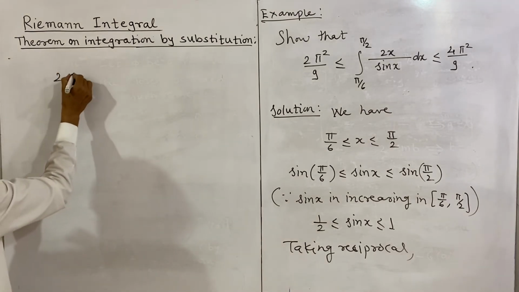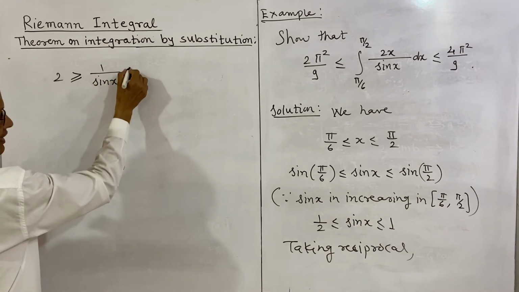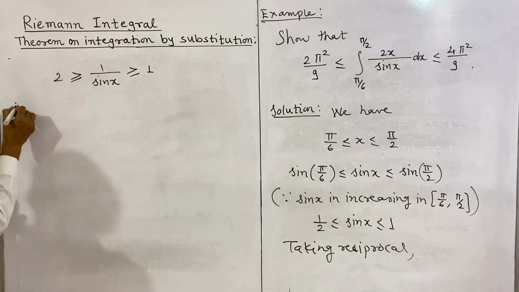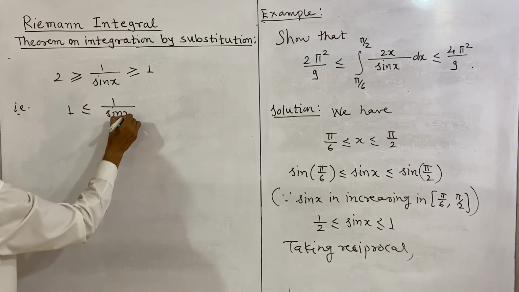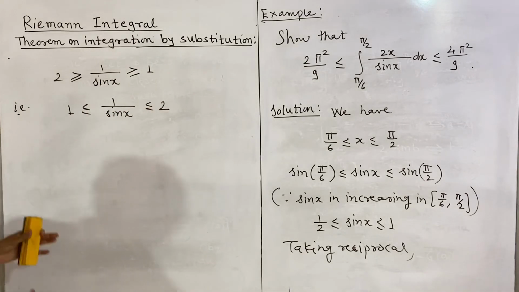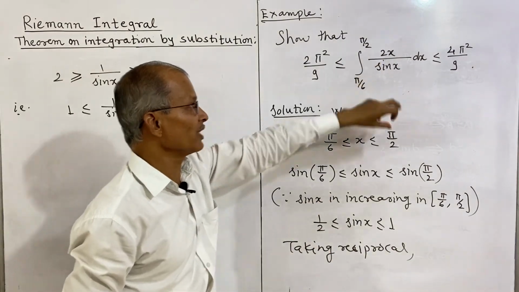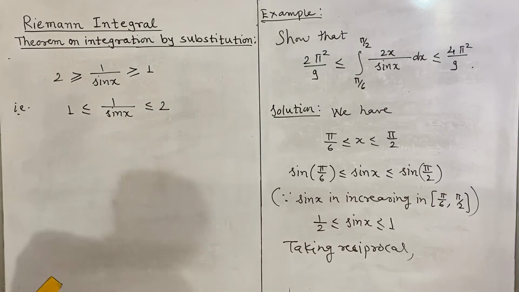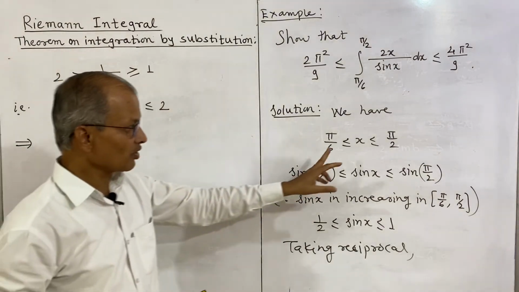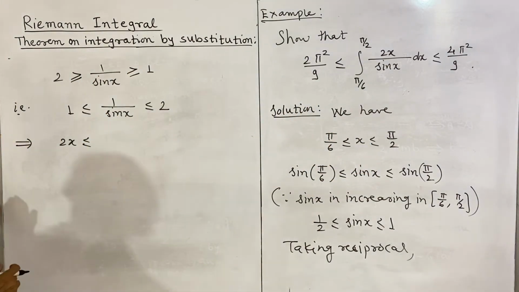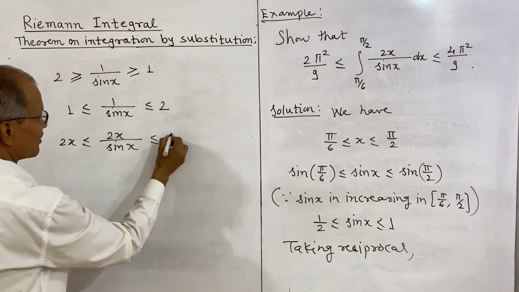So, we will get 2 is greater than or equal to 1 upon sine x, the inequality reverses, and that is greater than or equal to 1. We can write this in reverse way: 1 is less than or equal to 1 upon sine x is less than or equal to 2. Why are we writing this? To get the middle term as 2x upon sine x. Now we multiply by 2x, and because x is positive, the inequality remains the same: 2x is less than or equal to 2x divided by sine x, which is less than or equal to 4x.